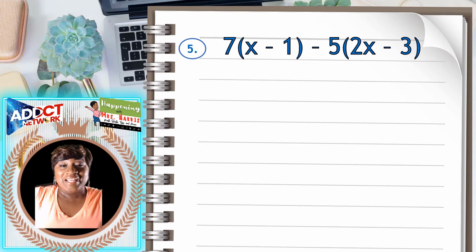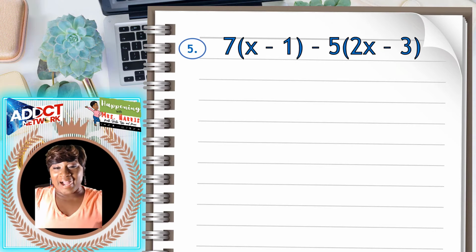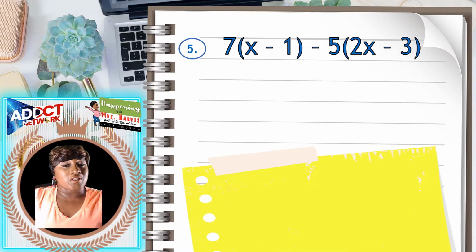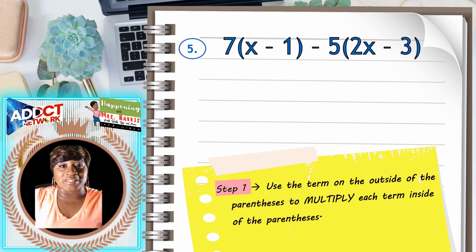Example 5. 7 times the difference of x minus 1 minus 5 times the difference of 2x minus 3. So first, we will multiply the terms outside of the parentheses times the terms inside of the parentheses. As you can see, we have 2 different terms that are outside of the parentheses. The first term is 7, and the second term is minus 5.